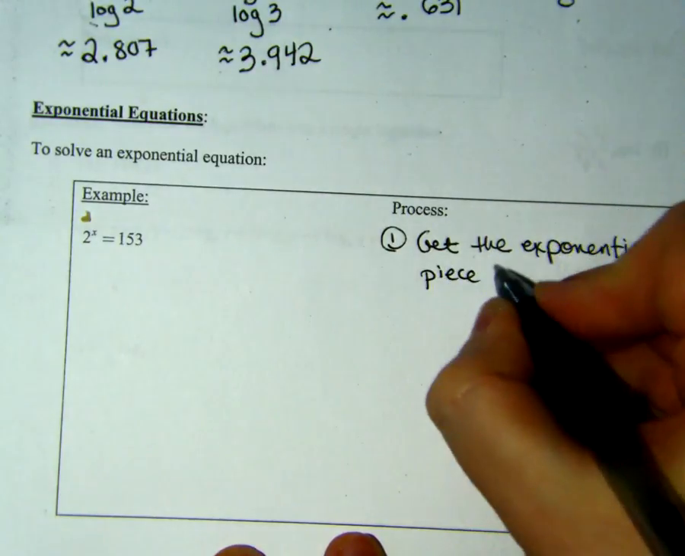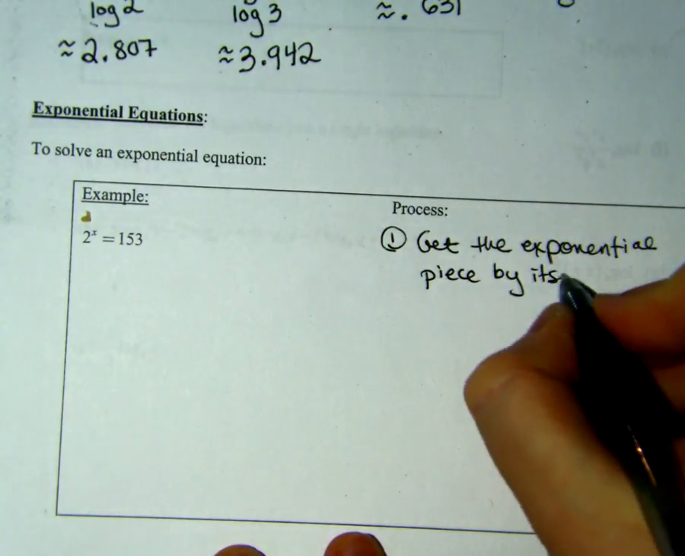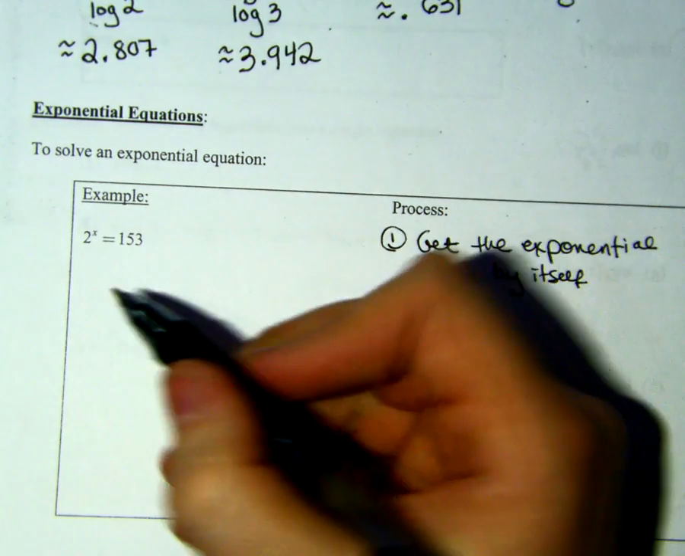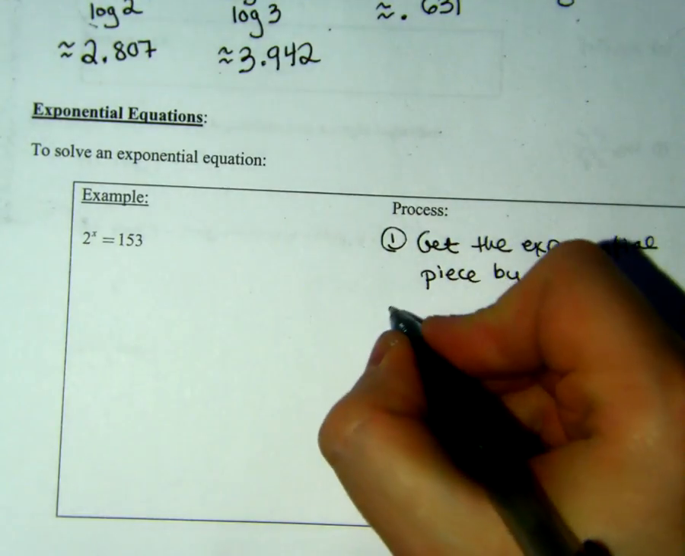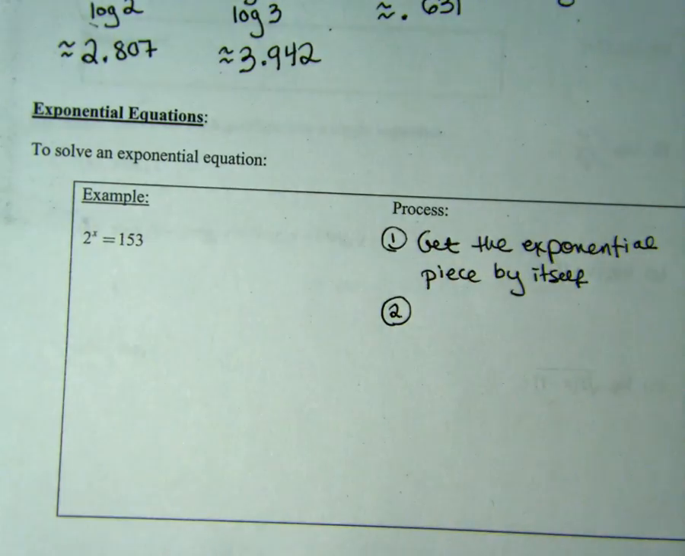What does that mean now? Just the exponent or just... No. So like if I had 2 raised to the x plus 5 equals 153, we'd get rid of the plus 5. I'll show you one of those in just a moment. It's not going to matter in this first problem.